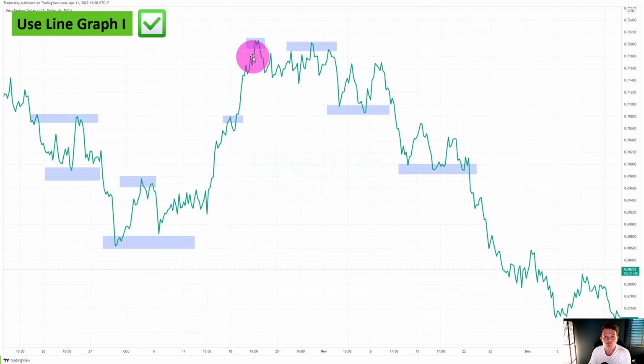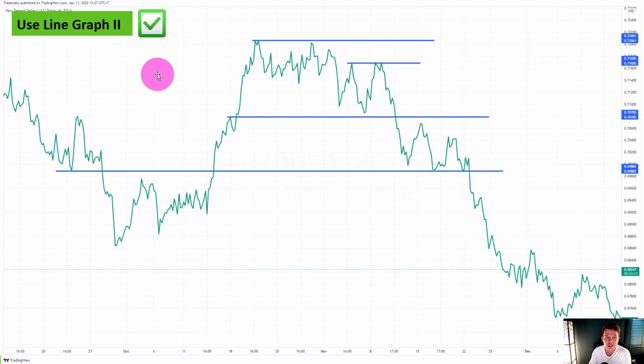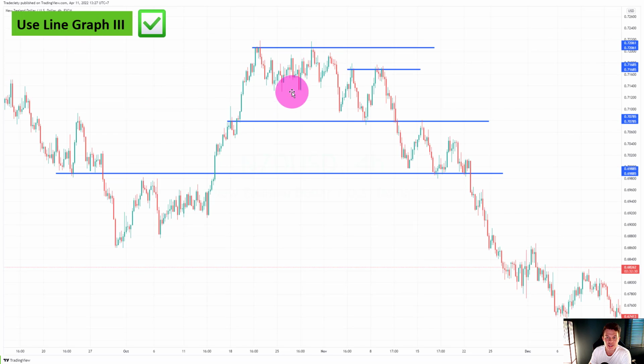Especially in the beginning, what I found really helpful is that you occasionally switch to a line graph. If you are just trying to understand how to find support and resistance levels, switch to a line graph and start marking the important turning points, and then draw your levels on those turning points. And then once you switch back to the candlestick graph, you will see that it often provides you with very nice support and resistance levels.